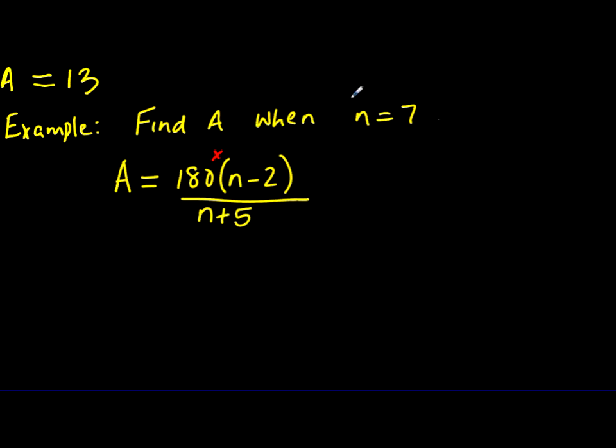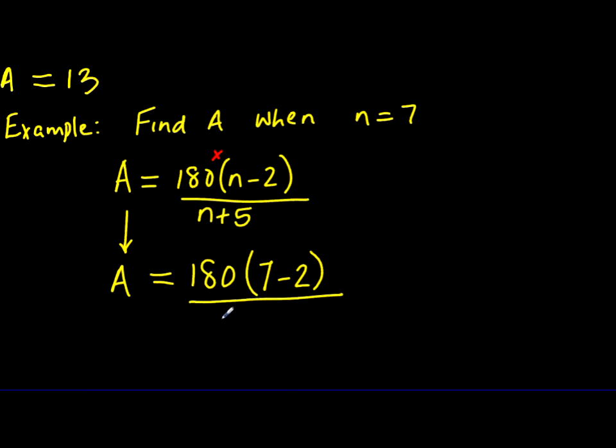So we need to substitute n equals 7 into where the n lives. So n lives in 2 places, so we need to substitute n equals 7 into this place here and that place there. So we now have, if I bring this down, A equals 180 times (7 minus 2) over (7 plus 5).